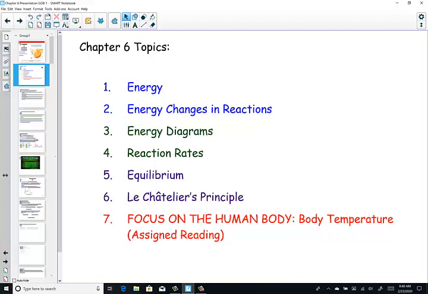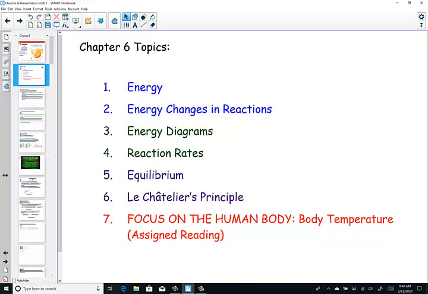Just because a reaction is spontaneous means that it occurs naturally. We don't really get an idea about how fast it occurs until we discuss reaction rates. And then, to wrap up our last topics in our chapter, equilibrium and Le Chatelier's principle, which means to upset the equilibrium and watch it reestablish.